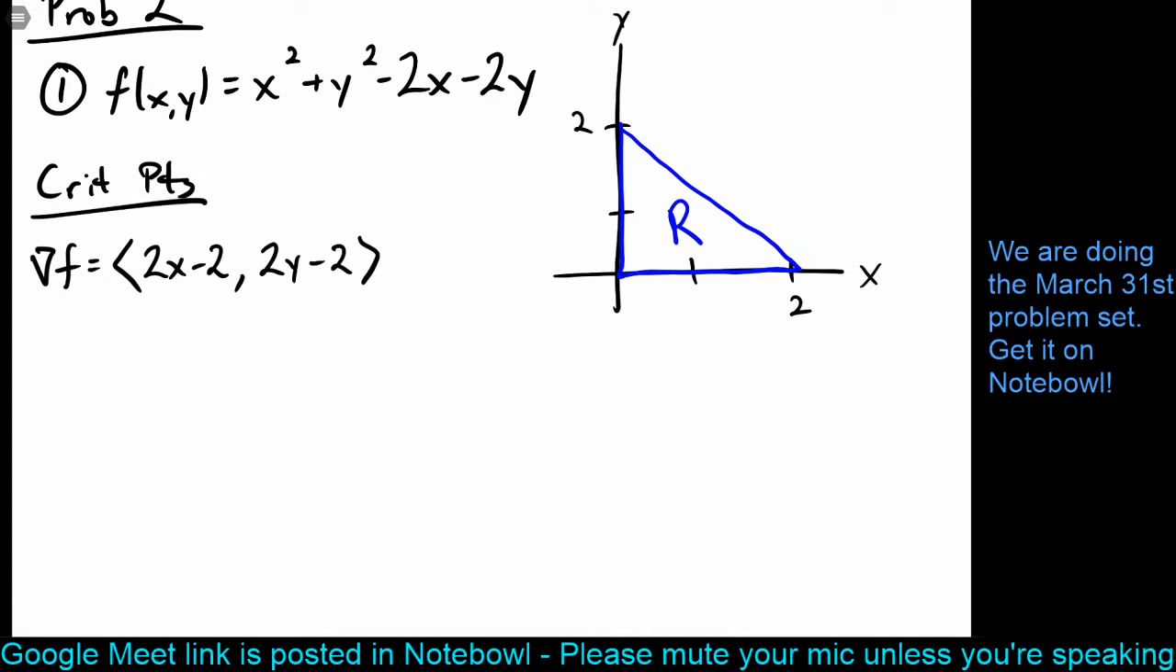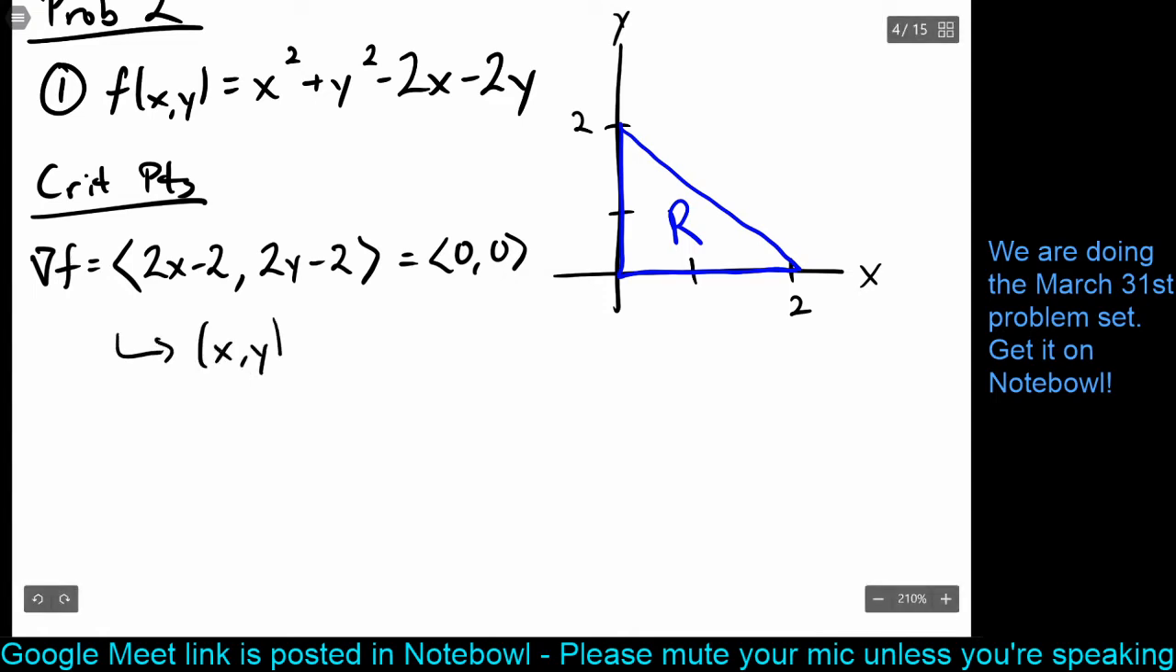We want to set this equal to the 0 vector, which is 0, 0. Now, if you look at what happens here, this means (x, y) has to be (1, 1). That's the only way to make this equal to 0. Because if we set the first component equal to 0, we get that x has to be 1. And then if we set the second component equal to 0, we get that y has to be 1. So that's our only critical point, which thankfully is right here inside.